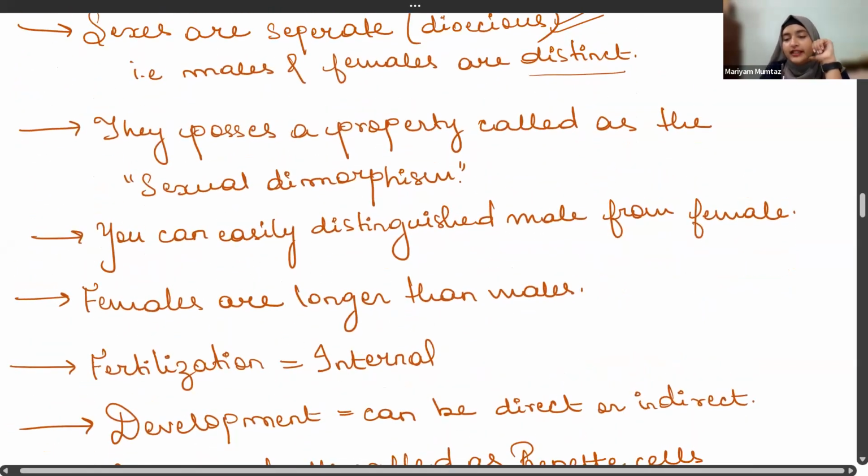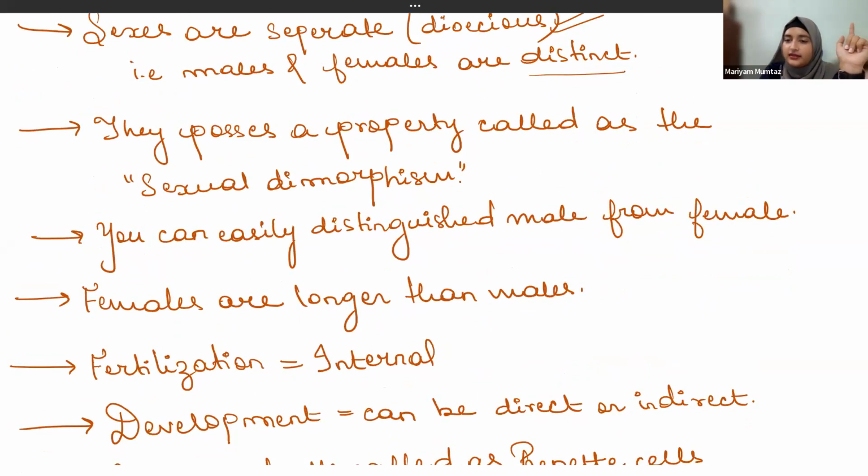For example, in us human beings, can you look at a person and tell whether that person is a male or a female? Yes. Right? There are certain characteristics which make a female female and a male male. Same way here in Ascalmentis, there is a characteristic by which you can easily distinguish a male and a female, and that is the males are shorter in height. Okay, and the females are longer than males.